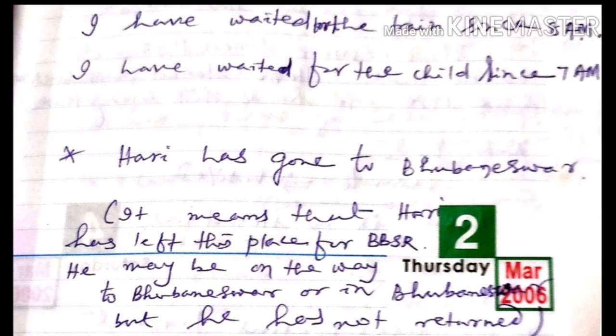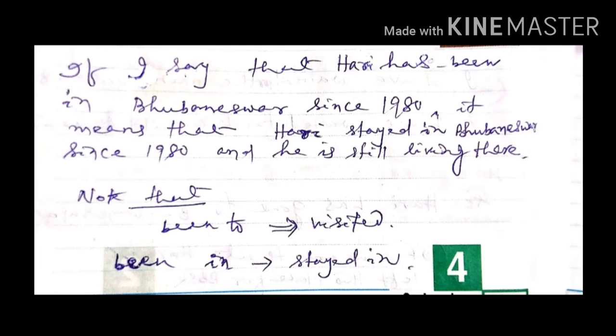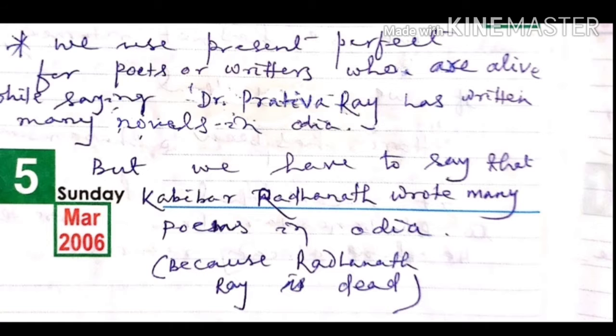Hari has gone to Bhubaneswar. It means that Hari has left this place for Bhubaneswar. He may be on the way to Bhubaneswar or in Bhubaneswar, but he has not returned. If we say that Hari has been to Bhubaneswar, it means that he went to Bhubaneswar. He is no more there. He has already returned from Bhubaneswar. If I say that Hari has been in Bhubaneswar since 1980, it means that Hari stayed in Bhubaneswar since 1980 and he is still living over there. Note that been to means visited, been in means stayed in.